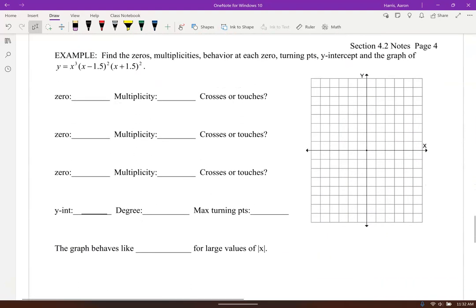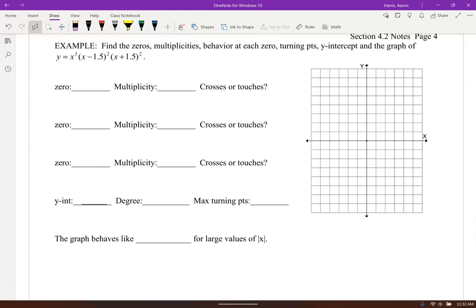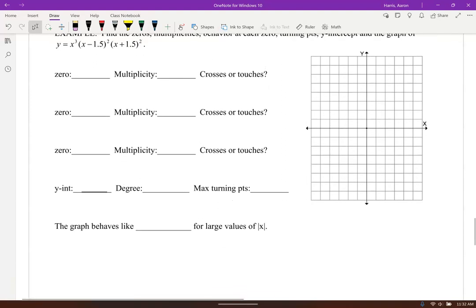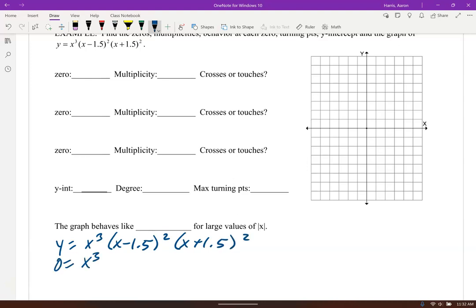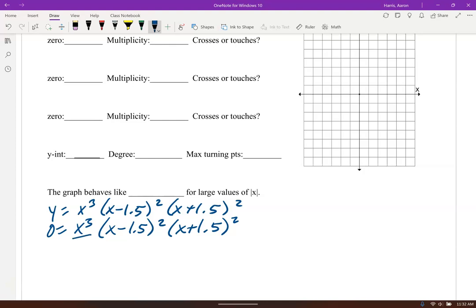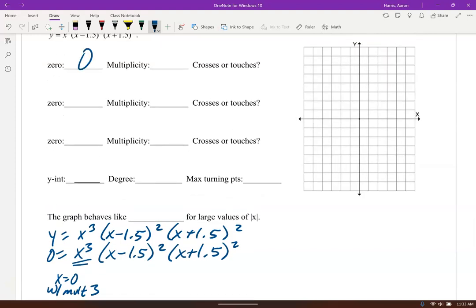Let's do one with some decimals now, and then we'll call it good. So find the zeros, multiplicities, and behavior. So first of all, here's our function. So if we find our zeros, I'll take this first one. It looks like I have 3 of these x's. So x equals 0 with multiplicity of 3.